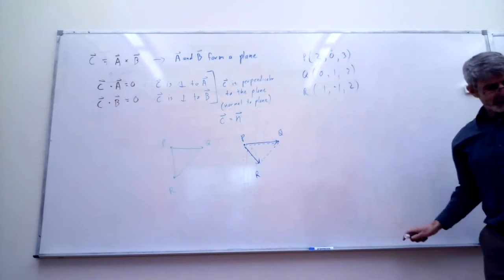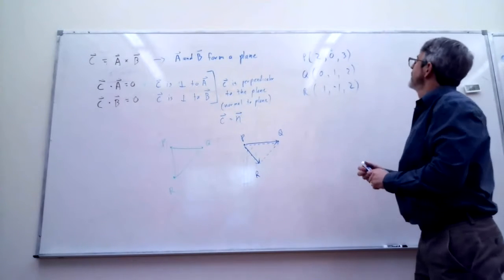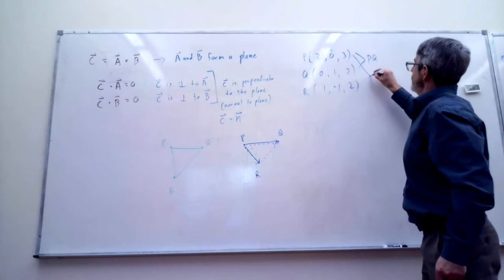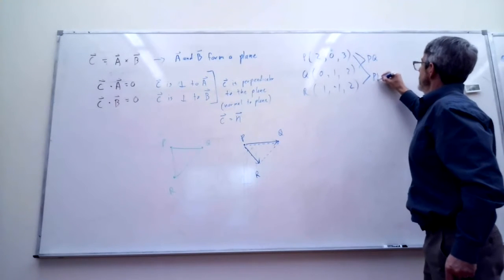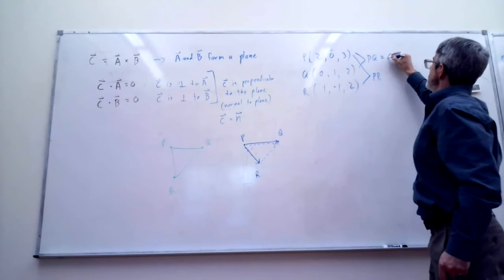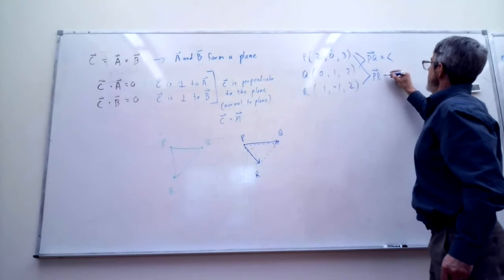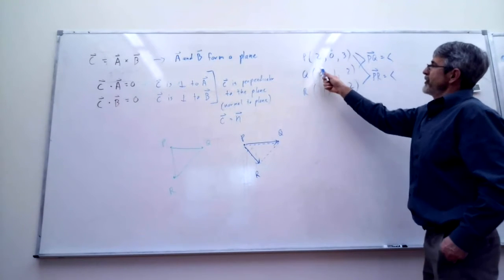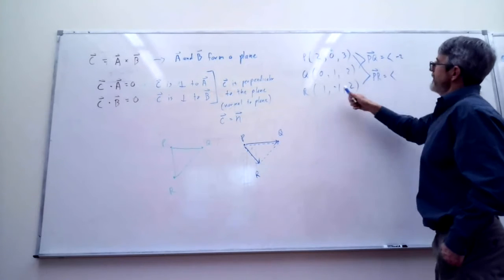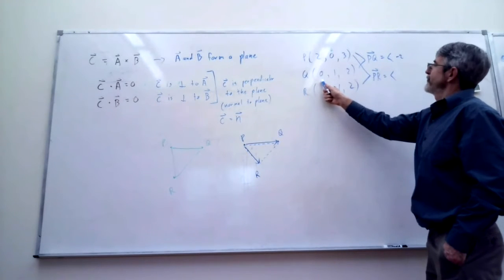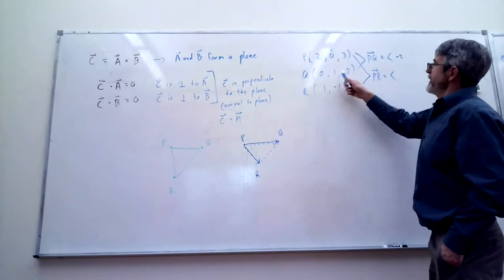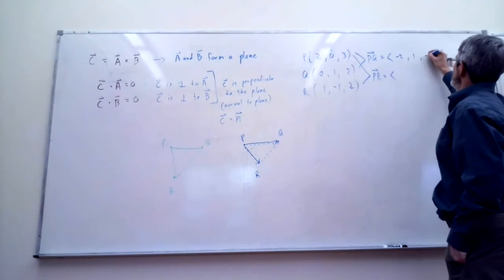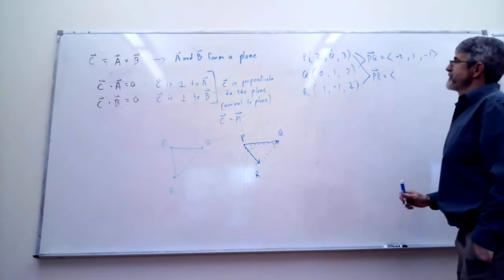If I have these points, I can create vectors. Let's make a vector PQ, and then I'll make a vector PR. So vector PQ, we put a vector symbol on that, and vector PR. To get from P to Q, I have to go down 2 in the x direction. From 2 to 0, I went down 2. To get from 0 to 1, I go up 1 in the y direction. To get from 3 to 2, I go down 1 in the z direction.